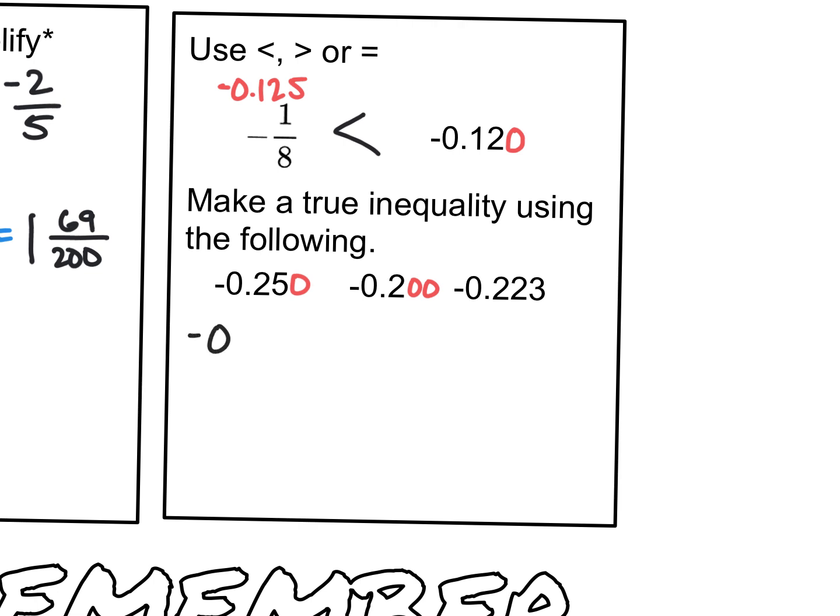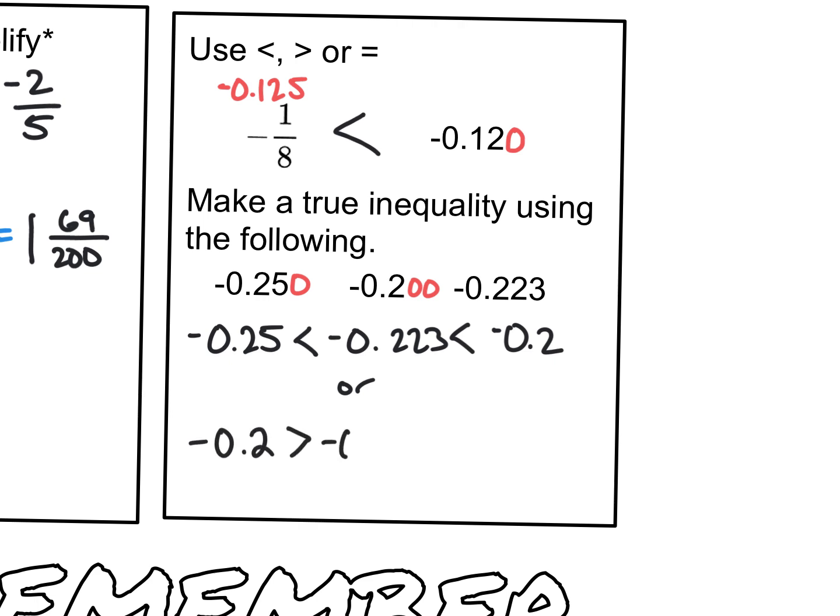So -25 hundredths is less than -223 thousandths, which is less than -2 tenths. Or we could have also written it as -2 tenths is greater than -223 thousandths, which is greater than -25 hundredths. Either one of those is technically correct, although typically you'll usually see it written least to greatest with those less than signs. So that's just something to keep in mind.